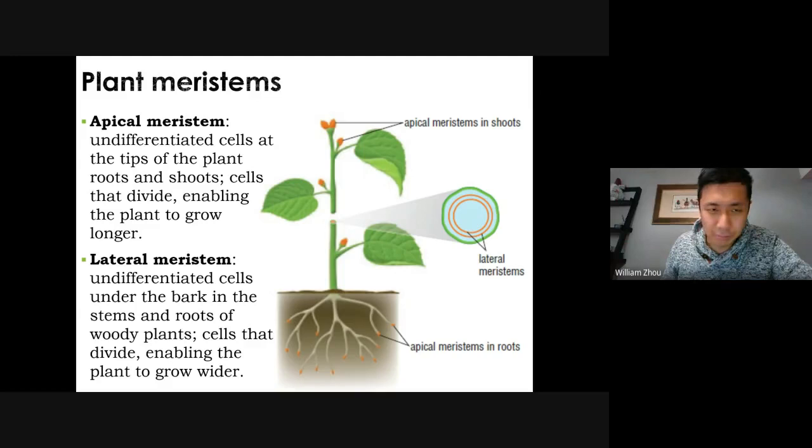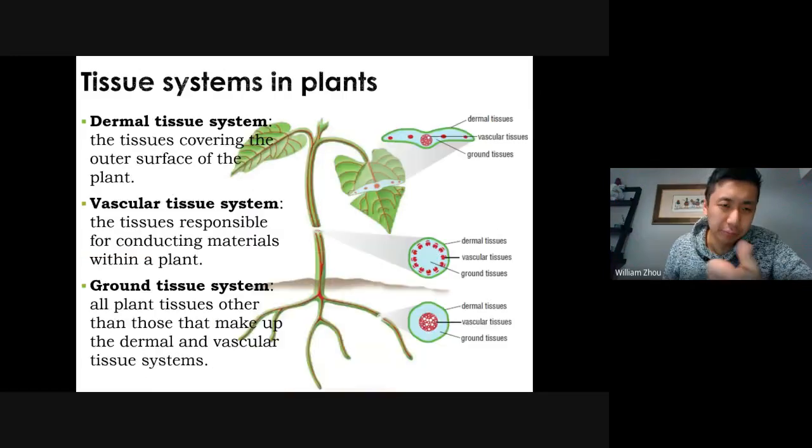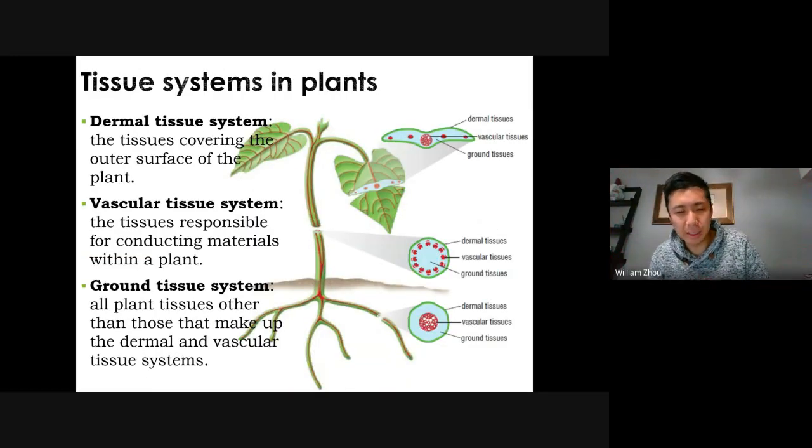Okay, any questions about meristems? Okay, so that's it for meristems. That's the first type of tissue that we learned, basically the stem cells. Okay, these meristems will grow up to become one of three different tissues. Now here is where things get really messed up because none of these words are familiar. Dermal tissue, vascular tissue, and ground tissue. Okay, you need to know what these are and what they do.